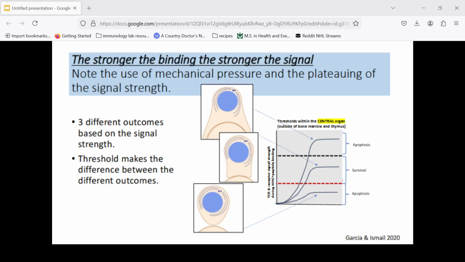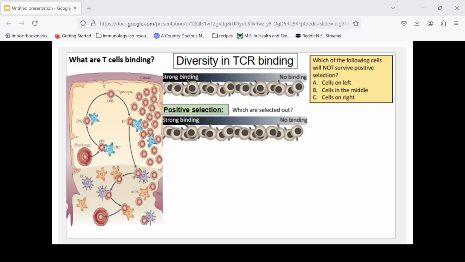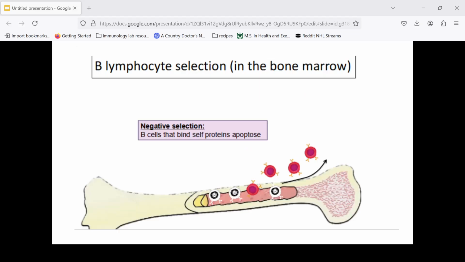We want those baseline so that when we get signals 2 and 3, that mechanical pressure is increased, our binding gets tighter, and we move up and into the activation threshold in the periphery. But if it is too high in the thymus, then that means regardless of whether we have signals 2 and 3, that cell would be activated, and that's what we want to avoid. We want to have that signal 2 and 3 be necessary for activation.